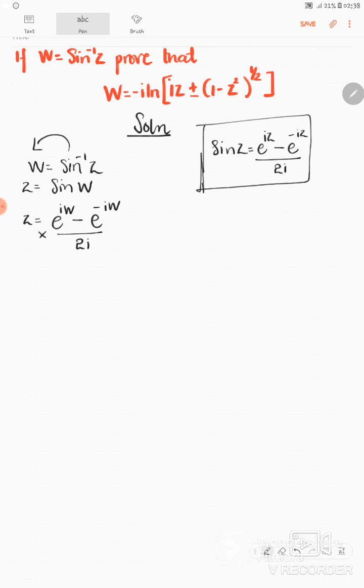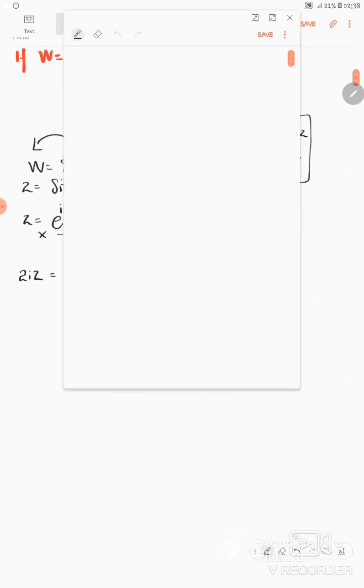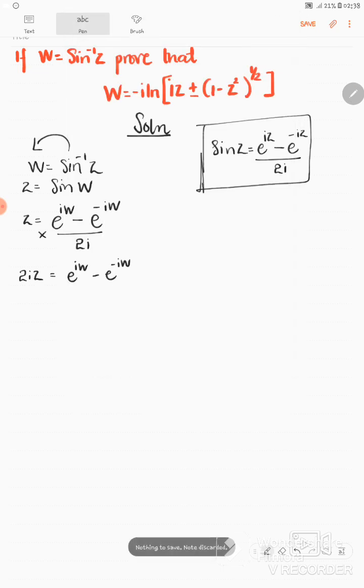Now let's cross multiply. Cross multiplying, we are going to have 2iz equals exponential iw minus exponential minus iw. Now let's bring this z to this side. We are going to have exponential iw minus exponential minus iw minus 2iz equals 0.